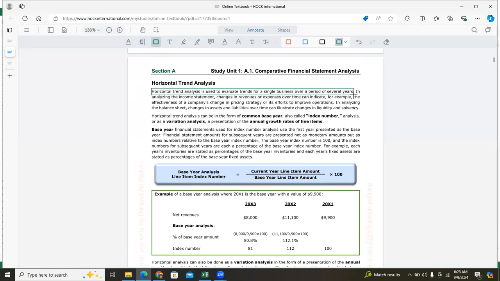Towards your business perspective, and analyzing the income statement, we look at changes in revenues or in expenses over time, which indicate positive as well as negative balances. For example, it explains the effectiveness of a company's changing price strategy or its effort to improve operations. In analyzing the balance sheet, we look at changes in assets and liabilities to see our liquidity position as well as solvency position.